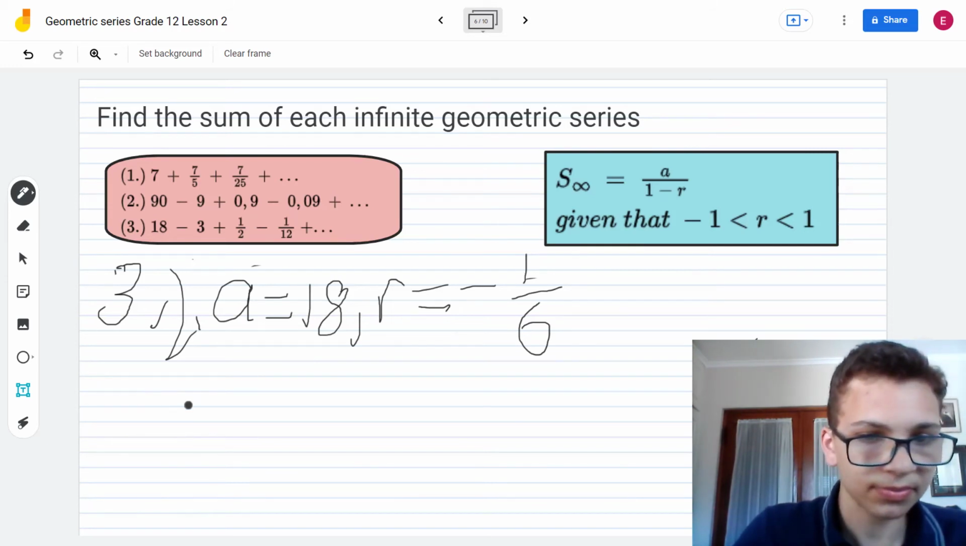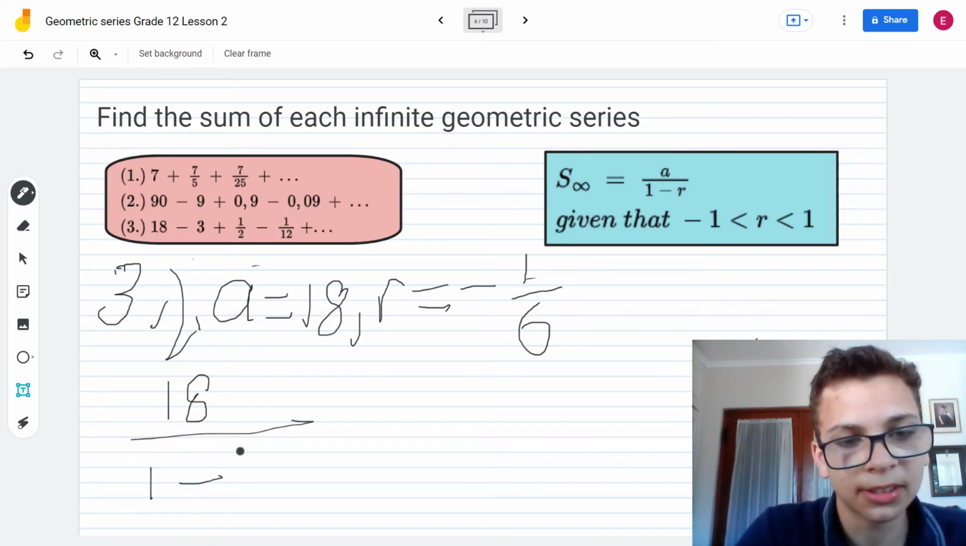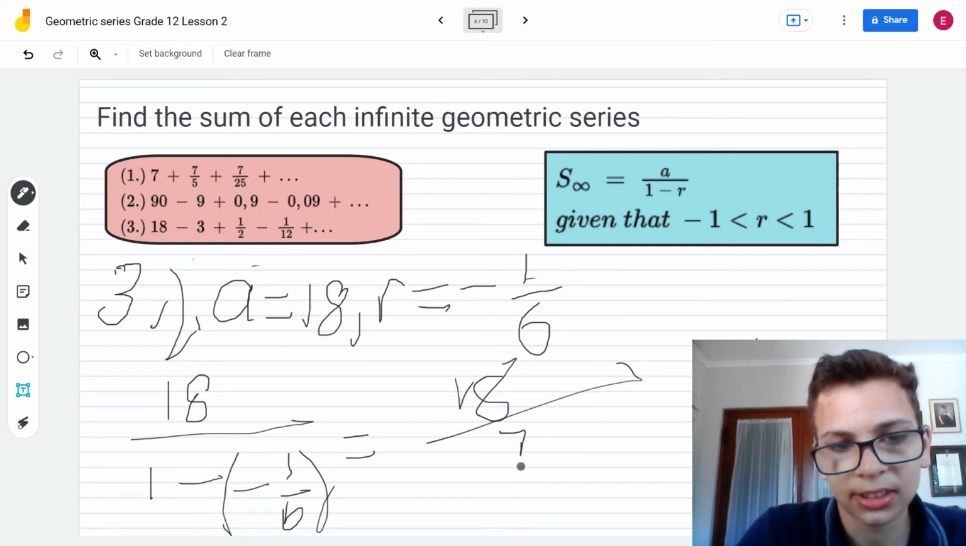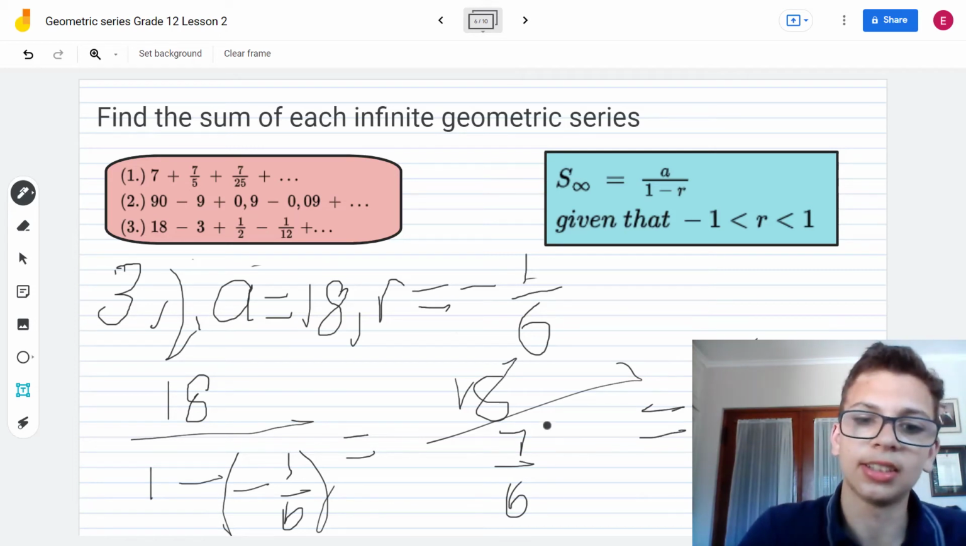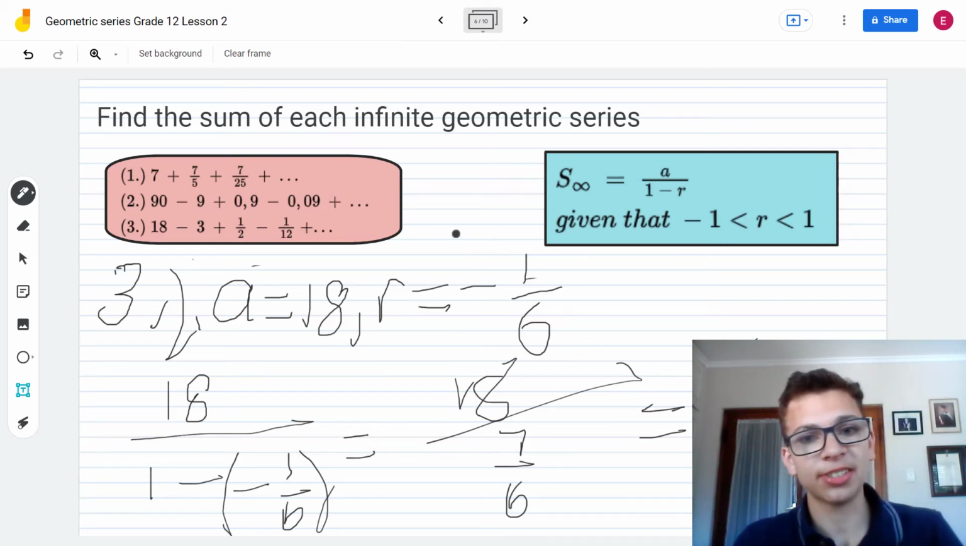Okay. And then we can just sub in the formula and we get a over 1 minus r. So 18 over 1 minus negative 1 over 6, and that's 18 over 7 over 6. Then you can put it in your calculator and you get the answer. Nice. So that'll be some of the infinite geometric series.